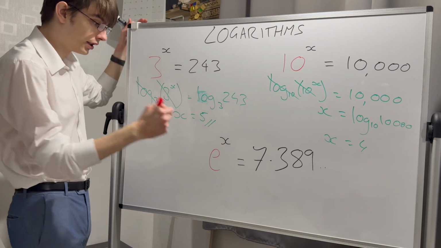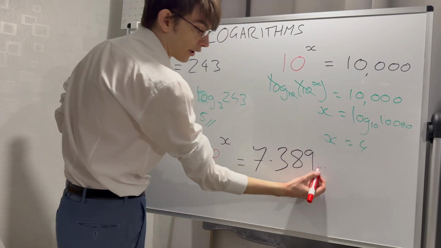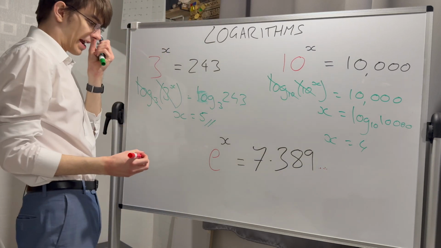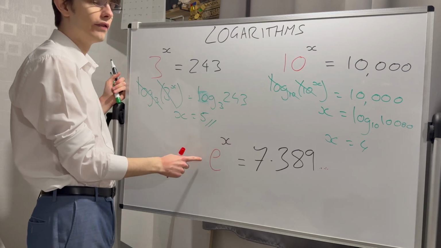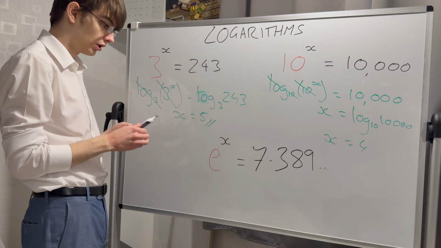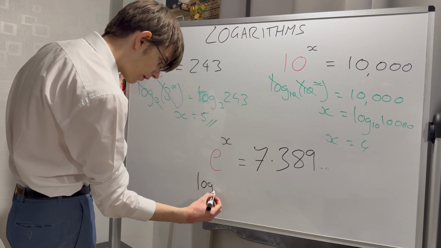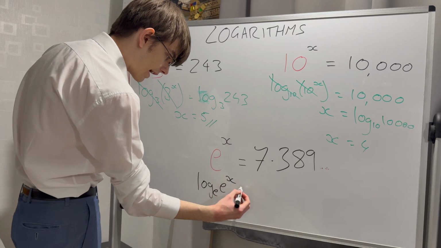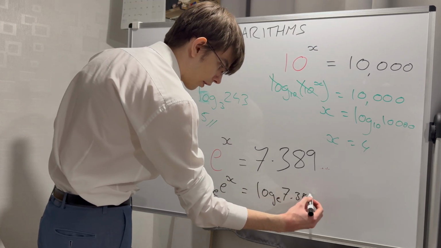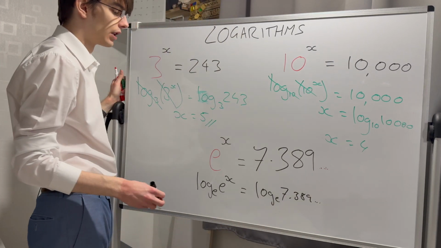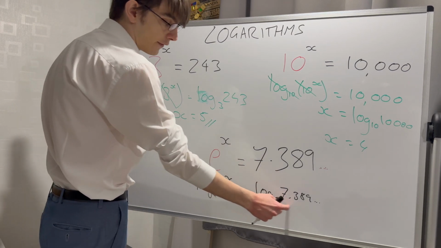And then finally, e to the x is 7.389, and that goes on for ages. And remember, e, Euler's constant, Euler's number that we looked at last time, is a very, very important number in exponentials. We would once again take the base, do log base e of e to the x is equal to log base e of 7.389 going on for ages. Log e and e cancel, and x is equal to log base e of this number.